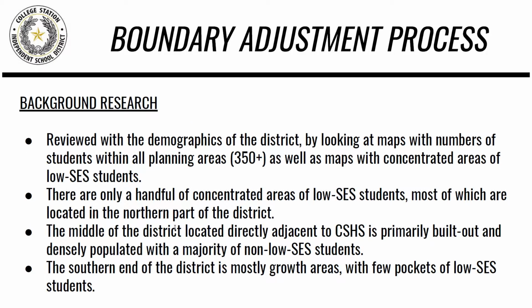So as Cabinet began the process, some of the research, we began by reviewing the demographics of the district by looking at the maps provided to us through our demographer and their software, looking at maps with numbers of students within all the planning areas in the district. The district's broken up into 350 plus planning areas, as well as maps with concentrated areas of low SES students.